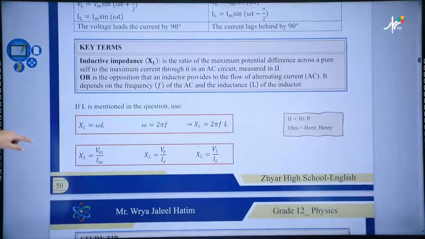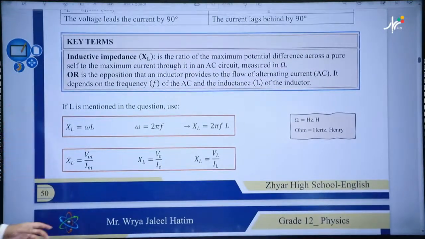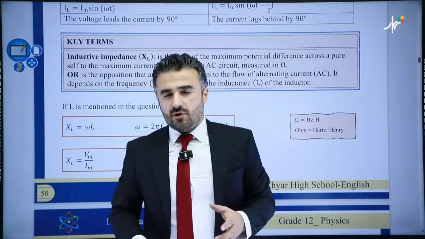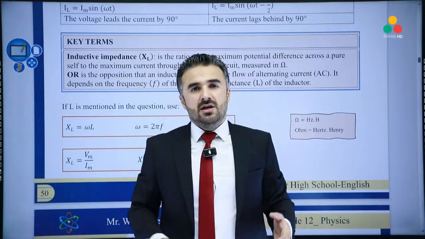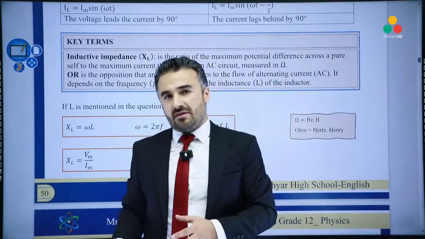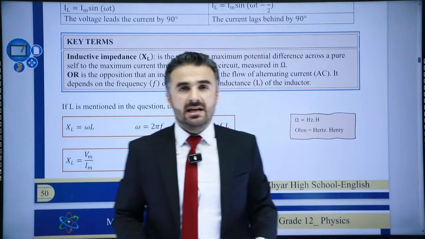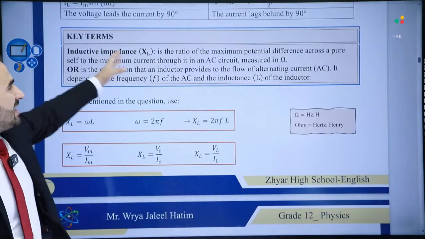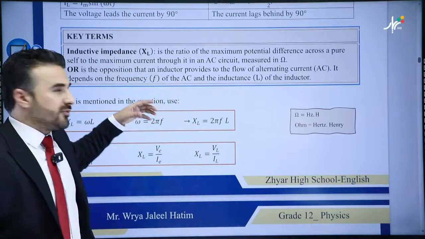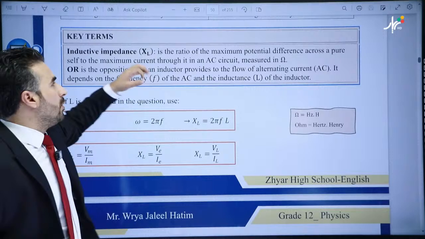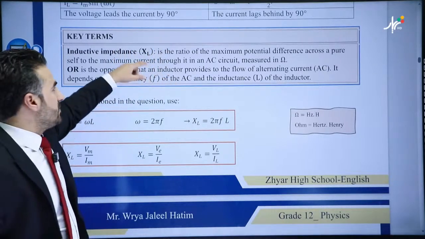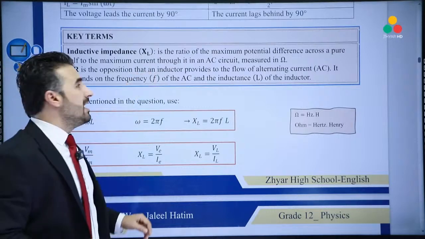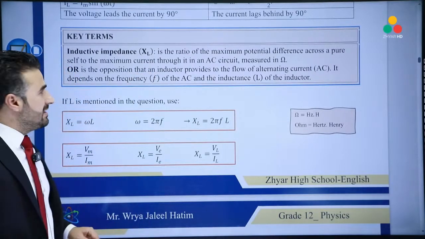The next thing that we have is inductive impedance. We do know that this inductor provides some resistance. So what do we call this resistance? How do we define it, and how do we calculate or find it? For inductive reactance, by the way, it is a type of resistance, and we'll use X sub L here. That is the inductive impedance, or the resistance that is provided by the inductance here.